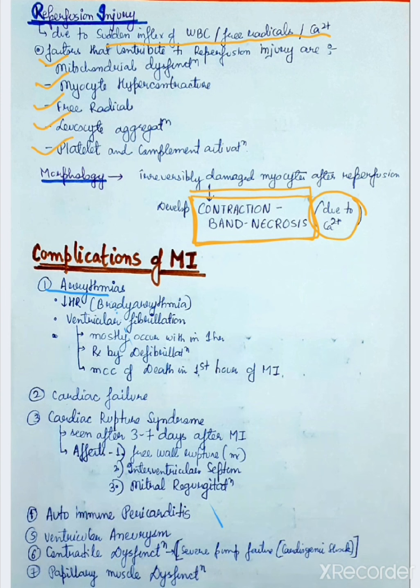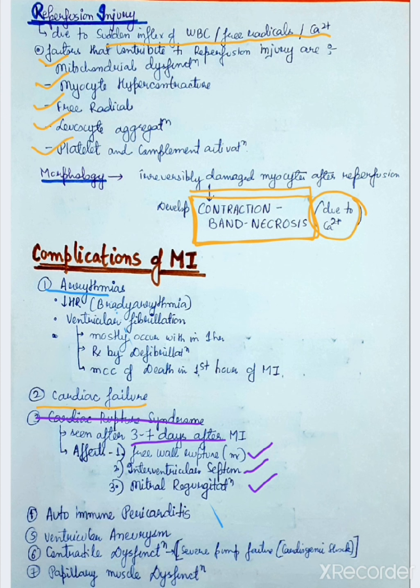Second is cardiac failure. The third one is cardiac rupture syndrome, which is seen after 3 to 7 days after MI. It affects free wall rupture, which is most common, interventricular septum, and mitral regurgitation.